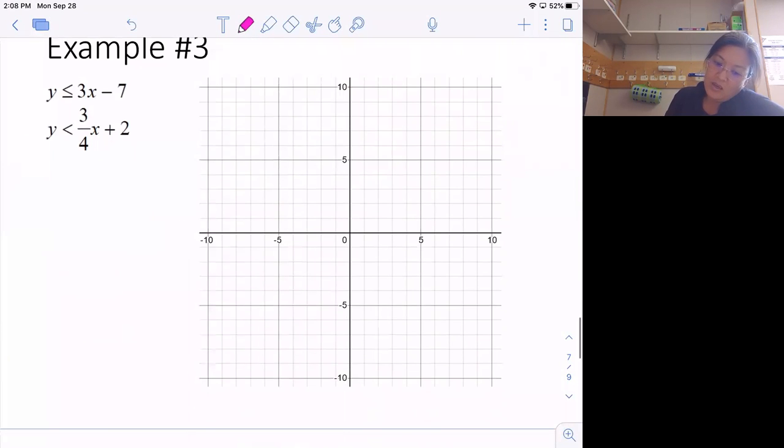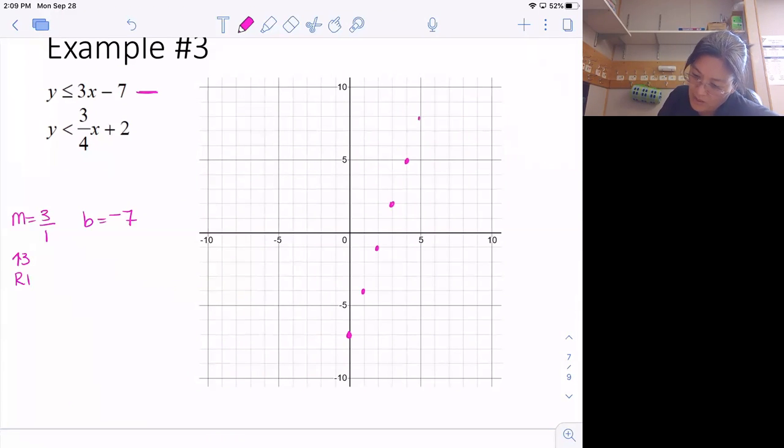So let's do the first one in this pink color. M is 3/1. B is -7. So we're going to go up 3, right 1 from -7. Up 3, right 1. I'm going to do that a few more times. Solid line or dotted line? Equal to means solid line, so I'm going to go with my solid line.